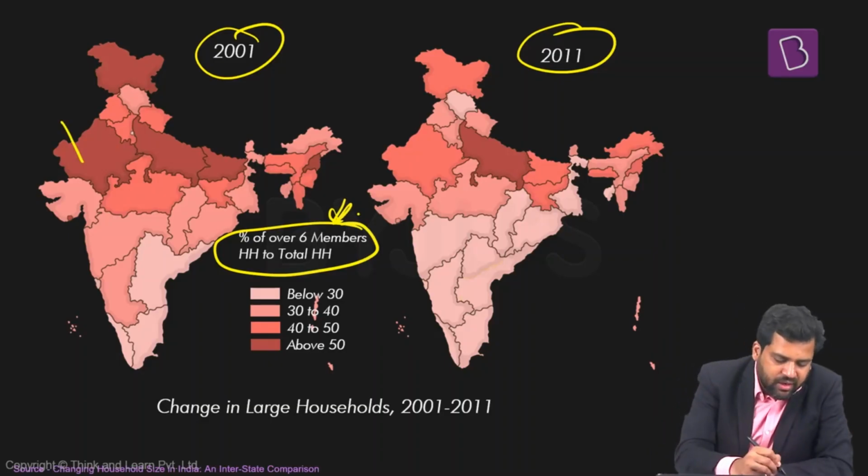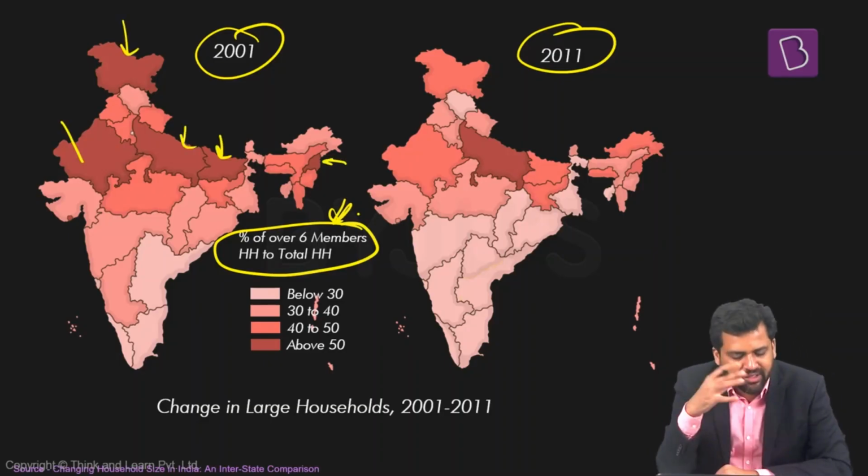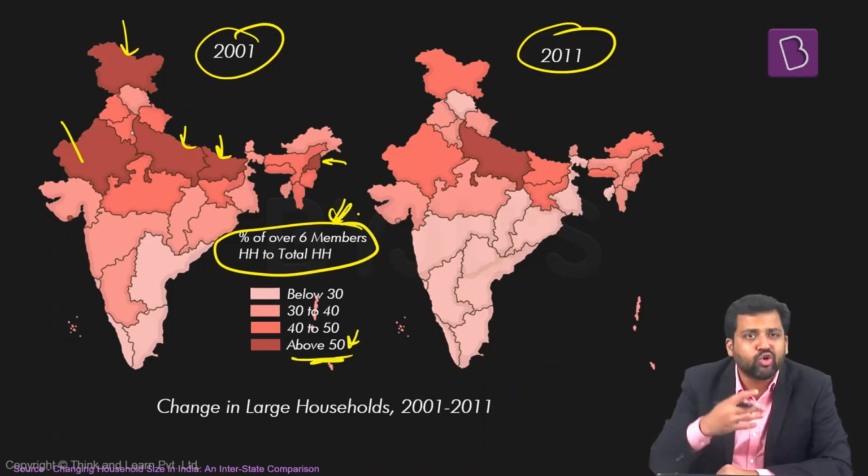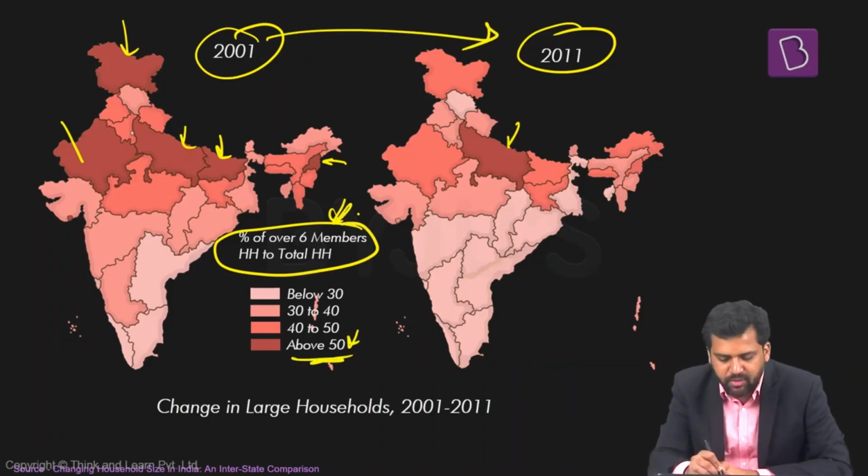So here you can find that some states, Rajasthan, Jammu Kashmir, UP, Bihar, Nagaland, right? These are the places where you have a high proportion of large families. More than 50% of the households have more than 6 members. Cut to 2011, very few places, maybe Uttar Pradesh is in the dark shade, with more than 50% of the families having more than 6 members.